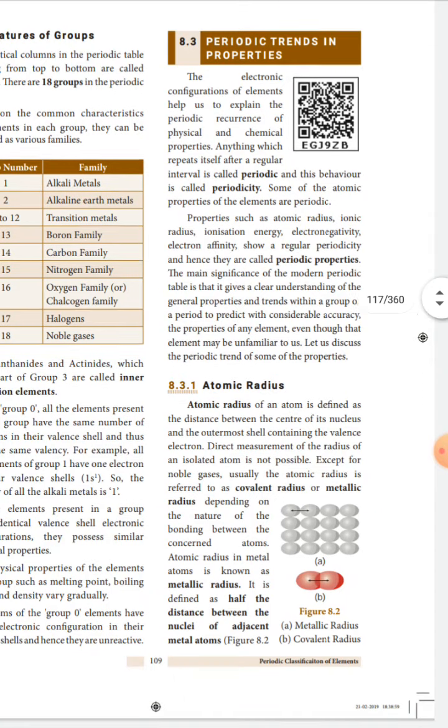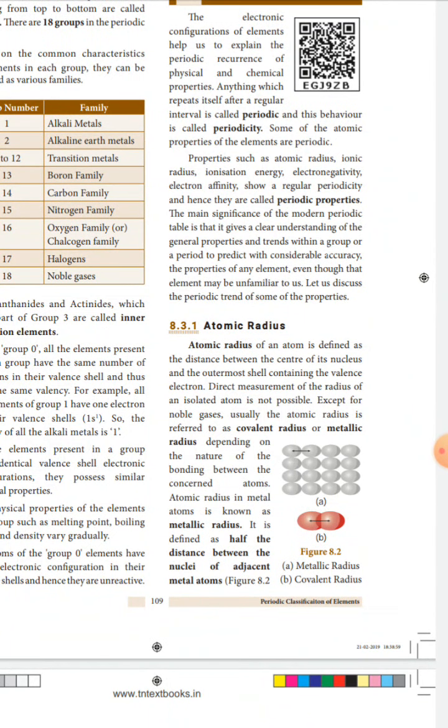So this periodic property is used in the atom to discuss the properties of atomic radius, ionic radius, ionization energy, electronegativity, electron affinity. These properties in the atom show some regular periodicity. Regular periodicity means it regularly changes its property from one atom to another atom when we go from left to right in the periodic table, or when we move from top to bottom along the group.